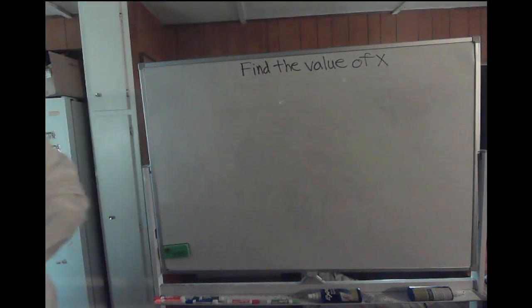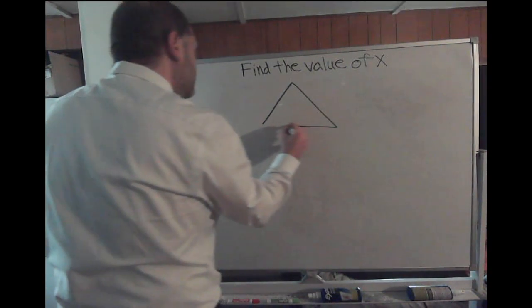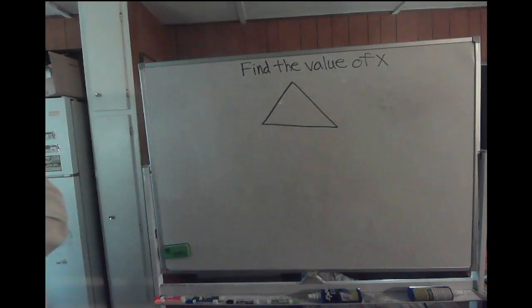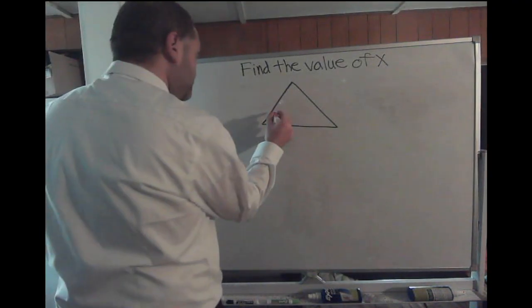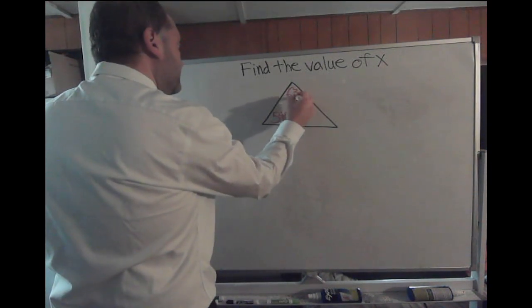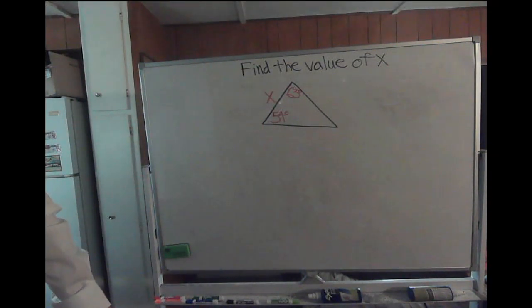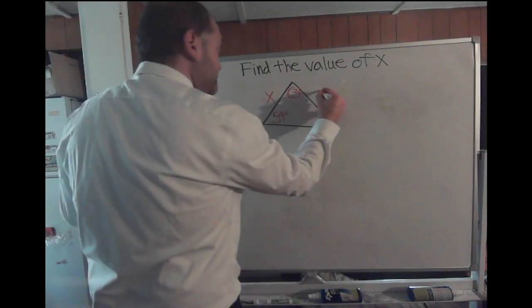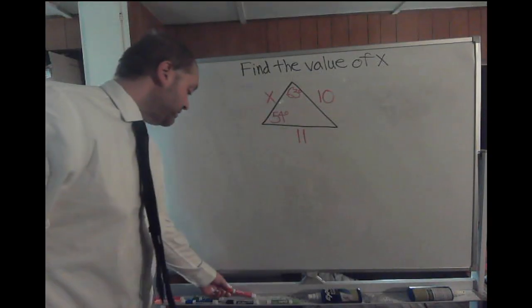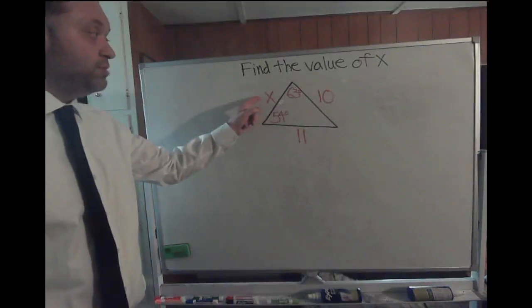Find the next one here. Another triangle. This time it's not so obvious. Alright, so this is 54 degrees. This is 63 degrees. The side length is x. We don't know that side length. This is 10. This is 11. So this time we need to find a side length. Well, we don't know the measurement of this angle or the measurement of this side.